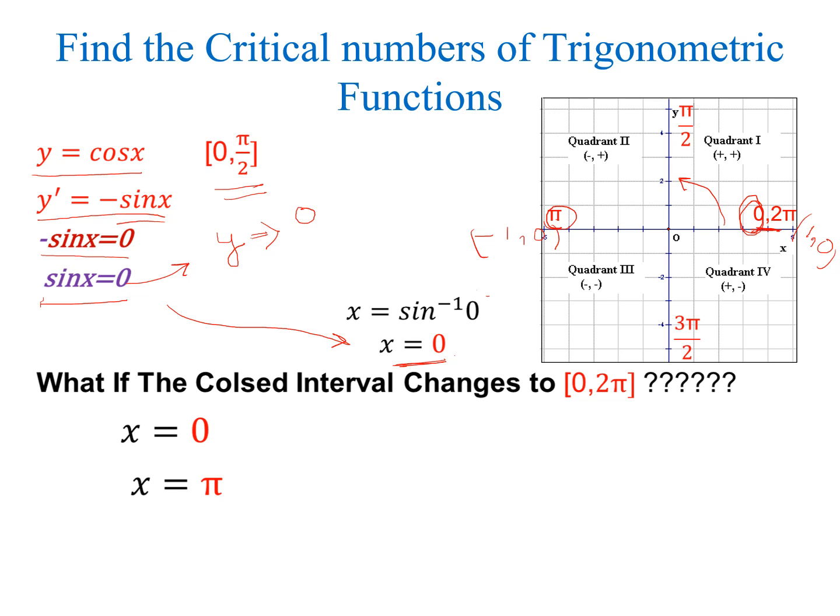But what if the closed interval changes from 0 till 2 pi? It means you are talking about the whole revolution. So what will you do? Here you have 0 and here you have 0. So how many angles do you have? You have 3 angles. One is 0, one is pi, and one more, which equals 2 pi. So at this stage you have 3 angles: 0, pi and 2 pi. So that's all.